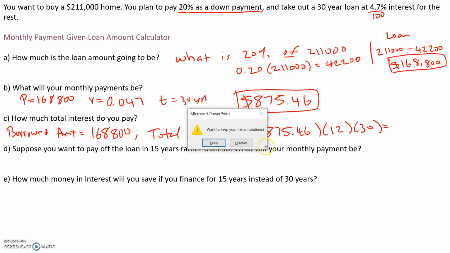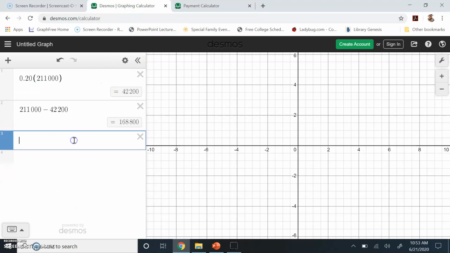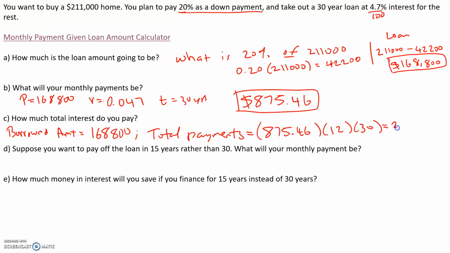All right, so let's figure out what that is. So we got $875.46. That's how much you're paying each month. You make 12 payments a year, and you do this for 30 years. So the total amount of money you're actually paying is $315,165.60. So that's how much money you're actually paying, and this is how much money you borrowed. So the rest of it is going to be interest.